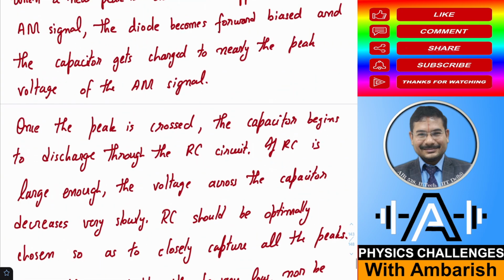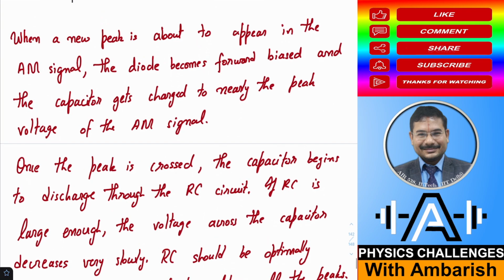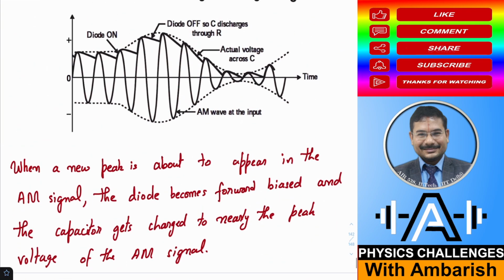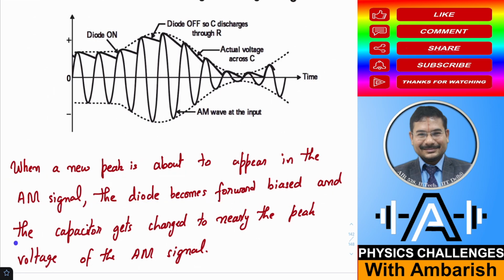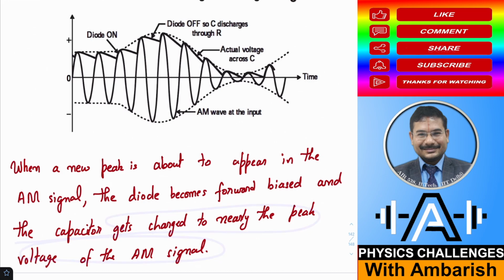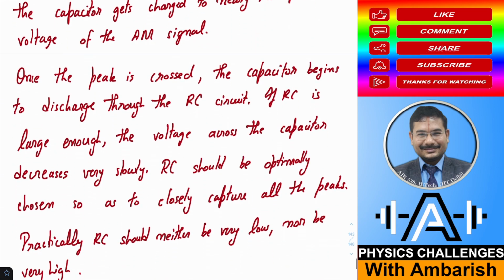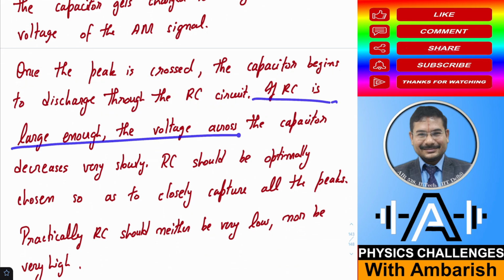So let me read out what I have written. Okay. So when a new peak is about to appear in the AM signal, the diode becomes forward biased and the capacitor gets charged to nearly the peak voltage of the AM signal. So I'm just repeating what I said in words. Once the peak is crossed, the capacitor begins to discharge through the RC circuit, and if RC is large enough, the voltage across the capacitor decreases very slowly.